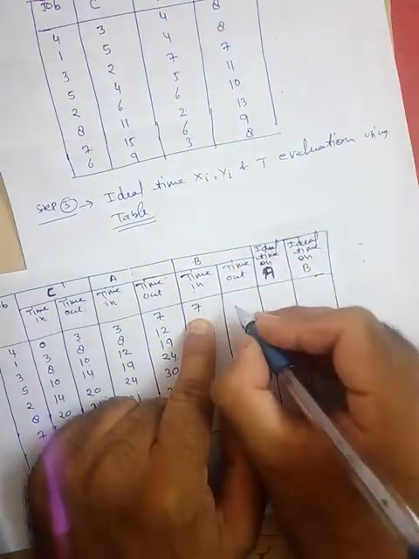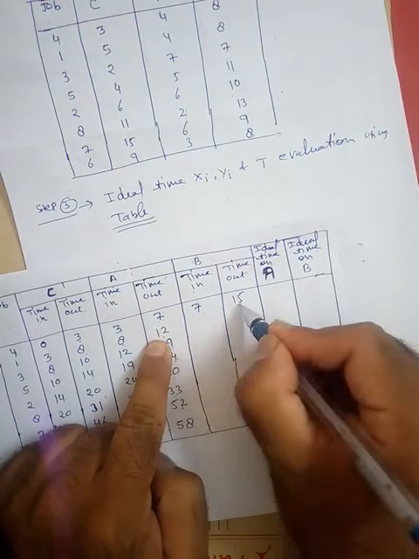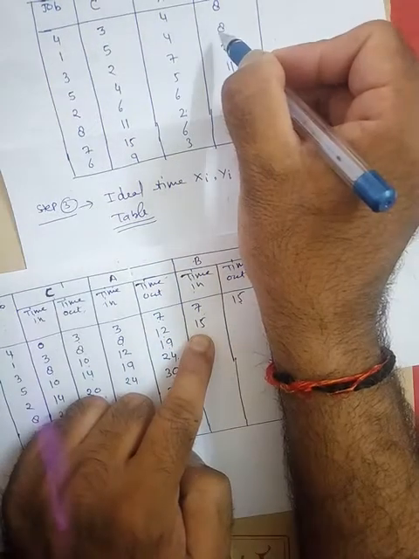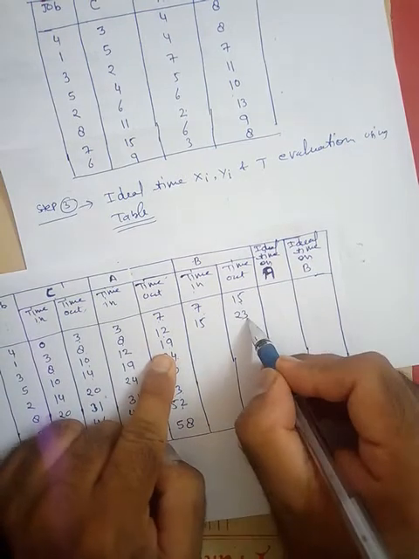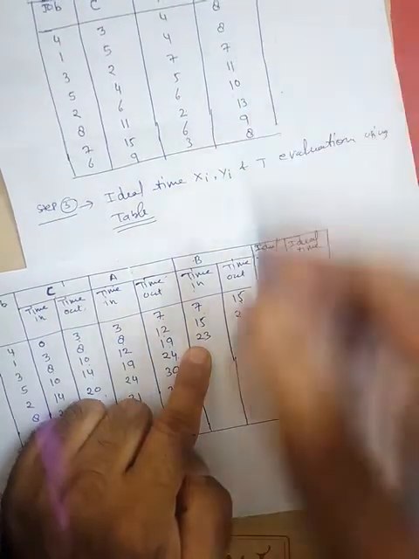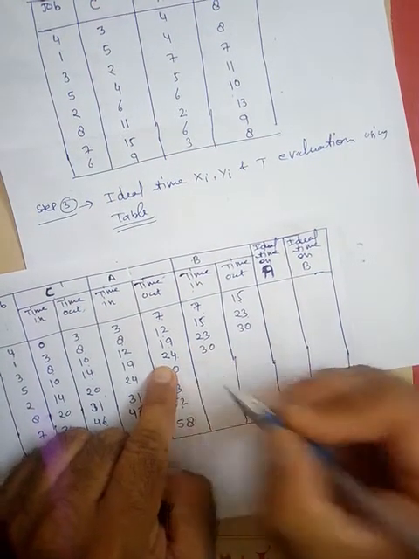Then it will take 8 hours, so 15. Now you can see that 15 and 12. So 15 is greater than this, so it starts at 15. Then it takes 8 hours, so this will be 23. Again 23 is greater than 19, so it starts at 23 here. And then it takes 7 hours, so 30. 30 is greater than this, so it starts functioning at 30.